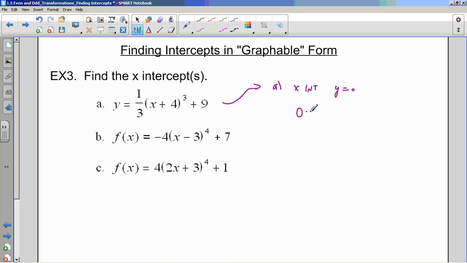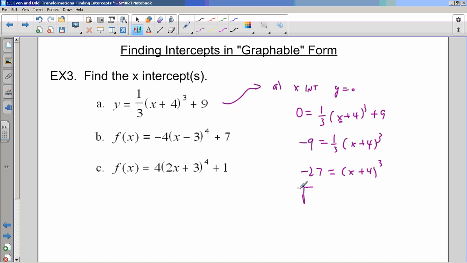So I'm solving this equation for y equals 0. I just want to solve for x, so subtract 9 from both sides, multiply by 3, and then how do I undo a cubic? Well, it's cube root. I can do the cube root of negative 27 in my head. Something times itself 3 times that gives me negative 27: negative 3 times negative 3 times negative 3 gives me negative 27.